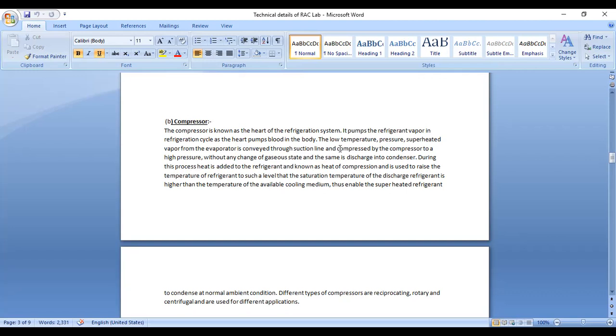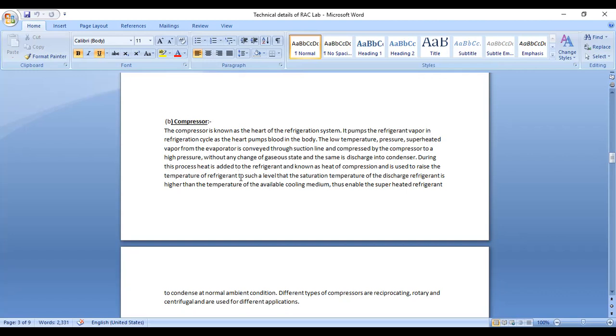So the input at the compressor is at low temperature, low pressure, and superheated, but its pressure is low, and it is compressed by the compressor to a high pressure without any change of gaseous state. So it was gaseous at the entrance. At the compressor, it compresses the gaseous refrigerant and increases the pressure to a high pressure, and the same is discharged to the condenser itself.